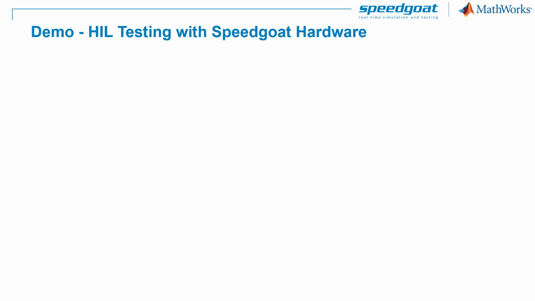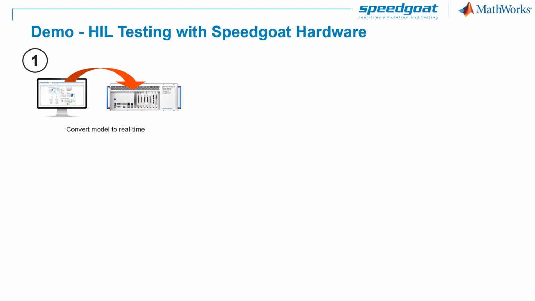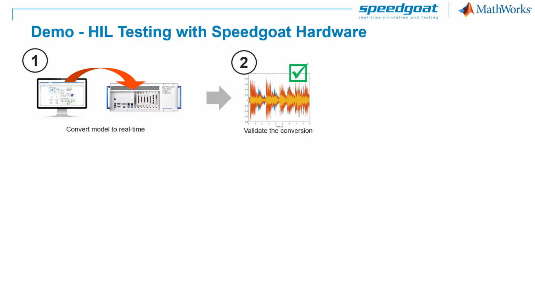First of all, the purpose of HIL is to test your hardware. It could be your controller or some power electronics. To test your hardware, you have to have the model running in real time. So the first step is to convert your model into a real-time model. Then check if the results are correct.